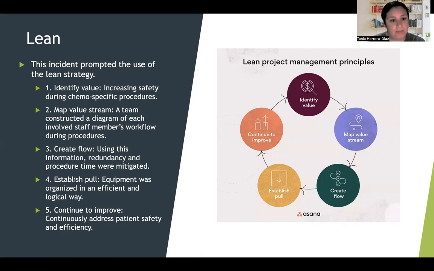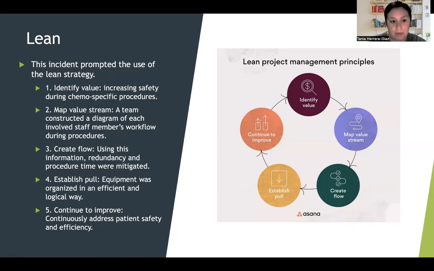So map value stream: a team of the lean team came in and constructed a diagram of each involved staff member so that they could track their workflow, their steps, and basically the route that they took during the procedure. The third is creating a flow, and the flow was created by using all the data that was gathered with the map value stream and knowing the value that they wanted to bring. So with that information, they were able to reduce redundancy and procedure time.